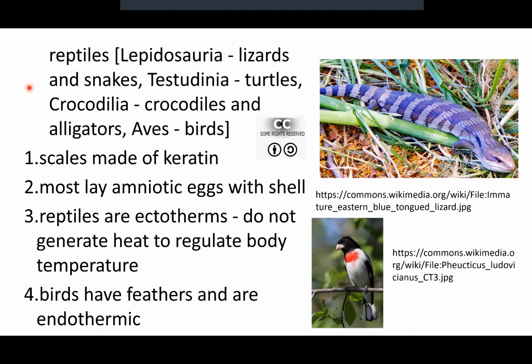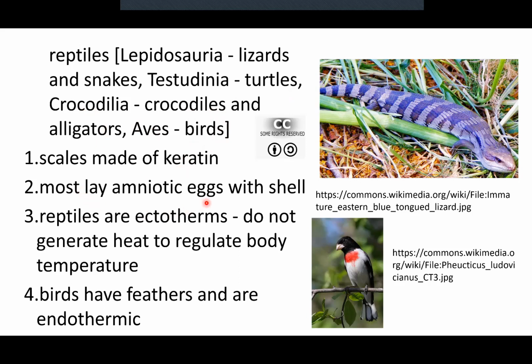And finally, just personally, I had to save the best for last because I definitely love reptiles. So reptiles include lizards and snakes, turtles, and tortoises. Your crocodilians, such as crocodiles, alligators, gharials, caimans, also birds. Again, the book talks more about this. Reptiles have scales made up of keratin.